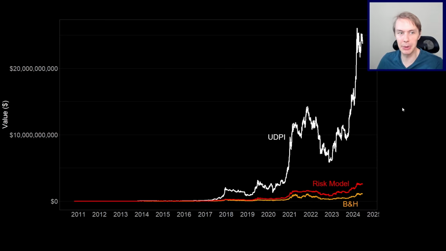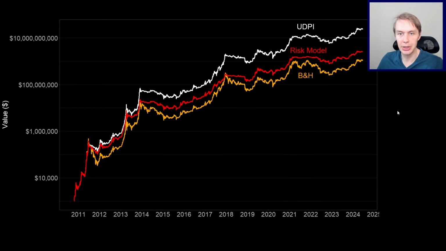So what do we end up observing when we do this? Well, here are the results. This white line is the total value of the portfolio of the UDPI strategy. The red line is the risk model strategy, and the orange line here is the buy and hold strategy. You'll notice the risk model does outperform buy and hold, but the UDPI absolutely destroys the risk model and buy and hold. We can see this a little more clearly if we look at it on a logarithmic scale instead of a linear scale.